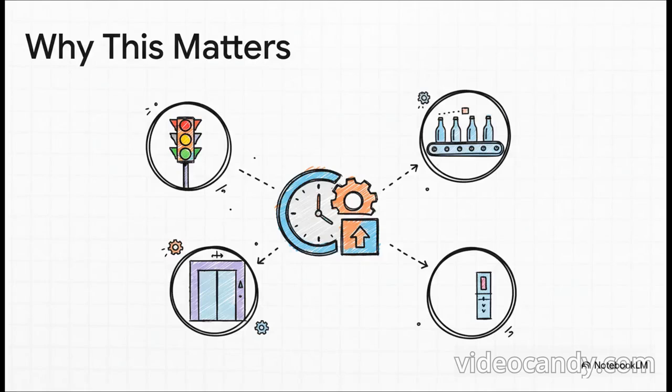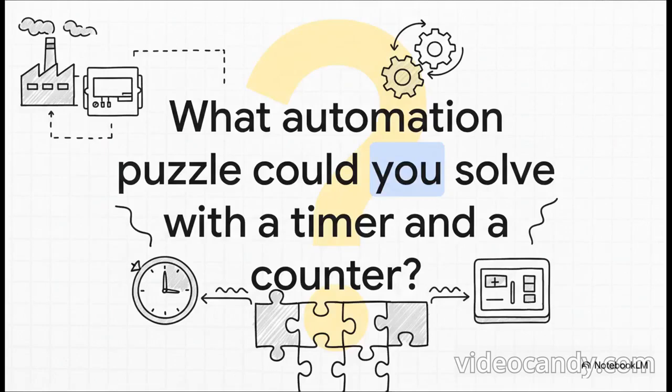And look, this is so much bigger than just fans and bulbs. These simple, powerful blocks are truly the foundation of almost any automated sequence you can think of. They're what control traffic lights, bottling plants, elevators, you name it. They give machines the ability to react to the world based on time and quantity, which is a huge deal. And that's the power of these fundamental building blocks.